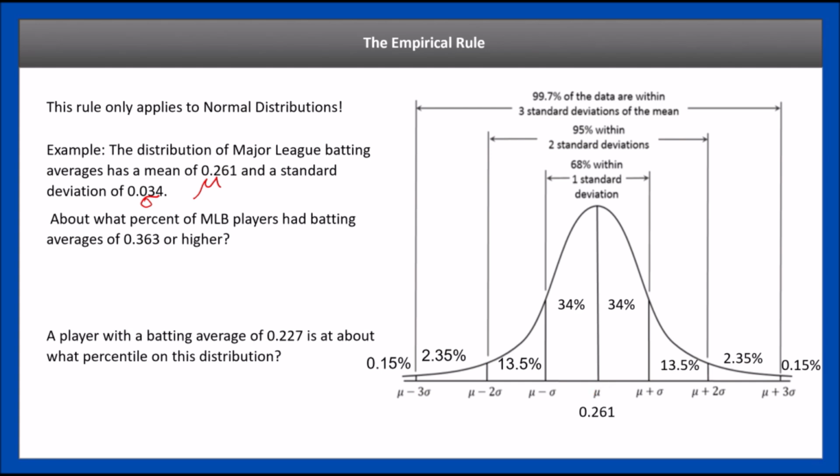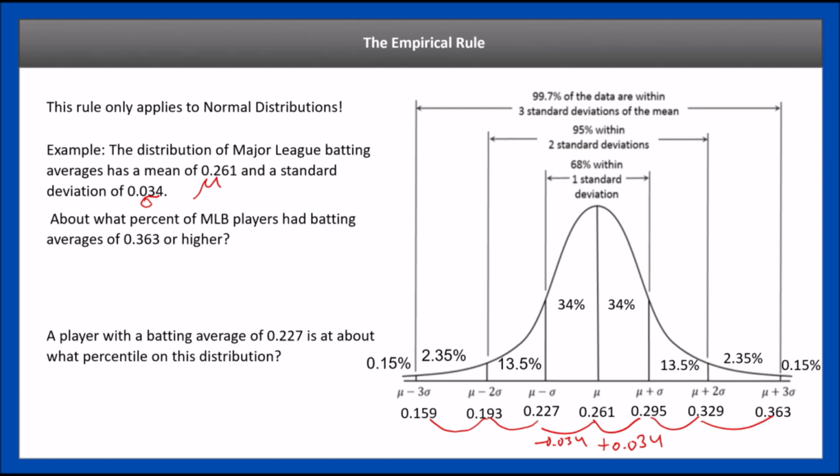The middle is going to be 0.261, that's the mean. And then we're going to add 0.034 to that, and subtract 0.034 from that, okay? And we get 0.295, 0.227. And then we're going to keep doing that, right? To get those 2 numbers, and then keep doing that again. Keep adding and subtracting 0.034. You get those numbers. All right, so that's how you label the x-axis for this, right?